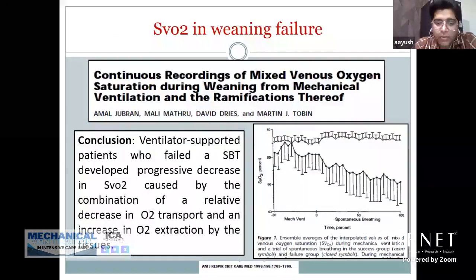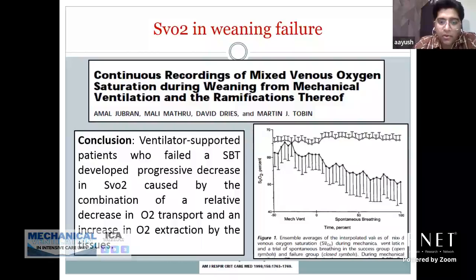So this was quite an old study which came in the American Journal of Respiratory and Critical Care Medicine, where they found that when patients were weaned from mechanical ventilation to spontaneous breathing, the patients who succeeded in the SBT trials had no reduction in ScvO2. But the patients who failed SBT and had a marked increase in the pulmonary artery occlusion pressure, that is, the development of weaning-induced pulmonary edema, showed a quite significant reduction in ScvO2 because of the combination of relative decrease in oxygen transport as well as increase in oxygen extraction by the end tissues. So what we assume is that whenever the patient is subjected to weaning, a significant reduction in ScvO2 is a marker of the patient developing cardiogenic pulmonary edema and weaning-induced cardiac dysfunction.